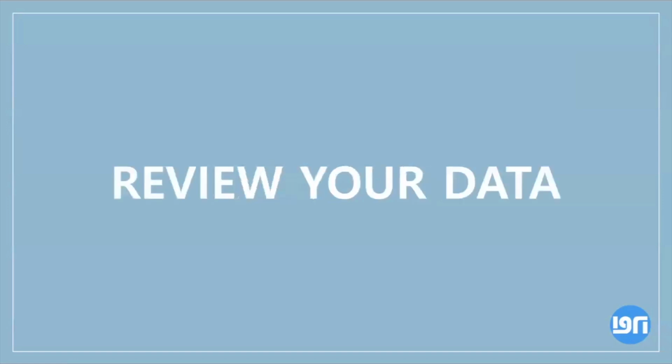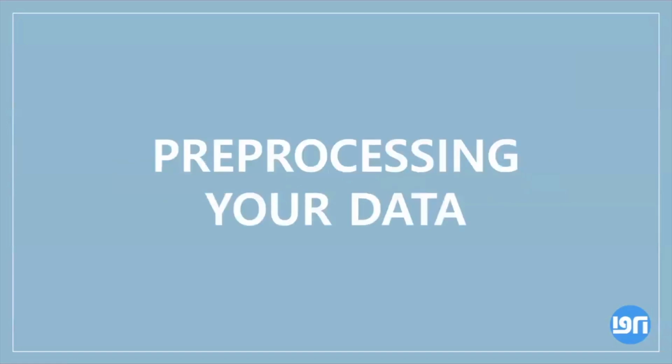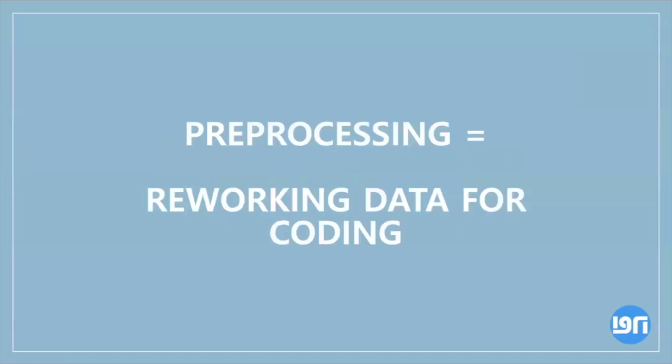There are a few things you'll want to do before you start coding your institutional data. First, you should review the data you're coding, whether that's policy documents or transcripts and notes, to make sure that you have a general understanding of the institution you're studying. You will also want to pre-process your institutional data. Pre-processing involves reworking your institutional data so that it is easier to code.